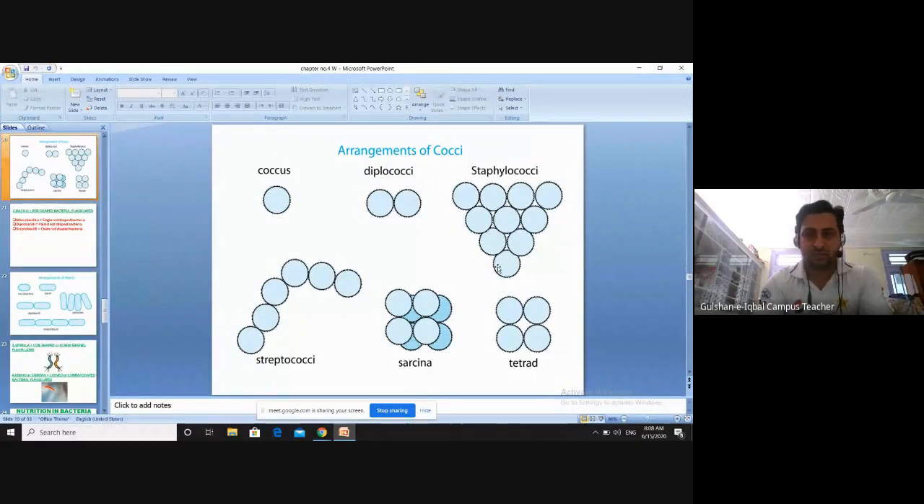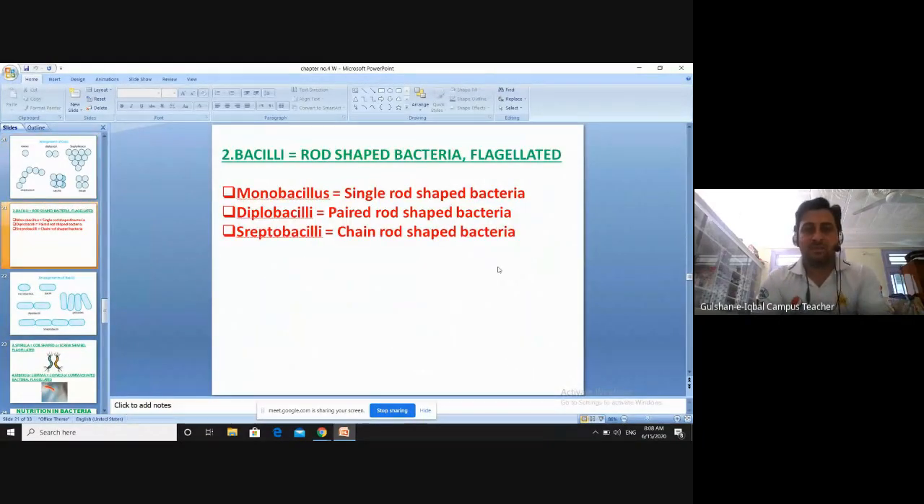Let's move toward the next shape, that is bacilli bacteria. Bacilli bacteria, bacillus means rod shape. They are rod shaped bacteria and they have flagella. The diagram which we have seen previously, the structure of bacteria, was bacilli bacteria. They are basically rod shape and they have flagella. They can move from one place to another. There are many types of bacilli bacteria.